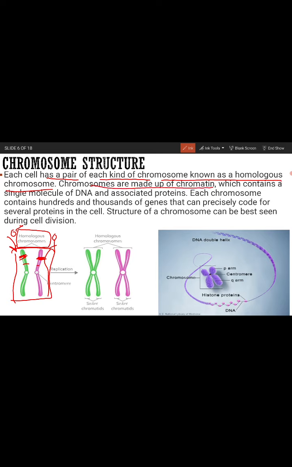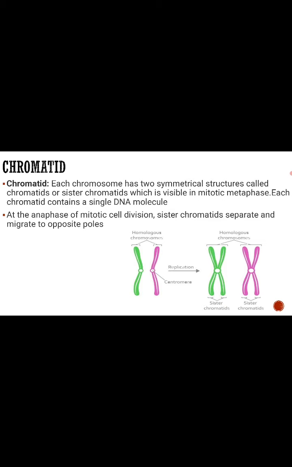Now, chromosomes are made up of chromatin. What is chromatin? As you can see, chromatin consists of the DNA double helix and associated proteins, the histone proteins and some other proteins. That is chromatin. And the chromatin consists of thousands of genes that can precisely code for several proteins in the cell. You can see here, these two are sister chromatids. After division, this has become sister chromatids joined by a centromere, and these two are homologous chromosomes. Similar. Now chromatid.